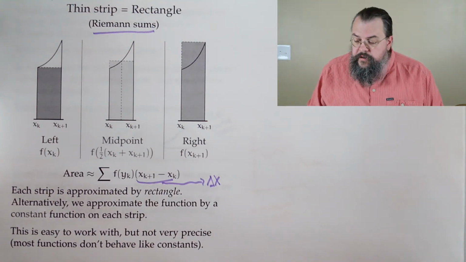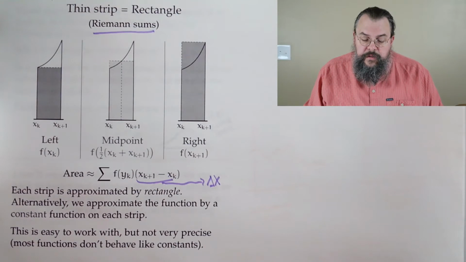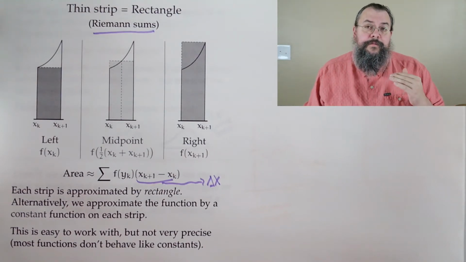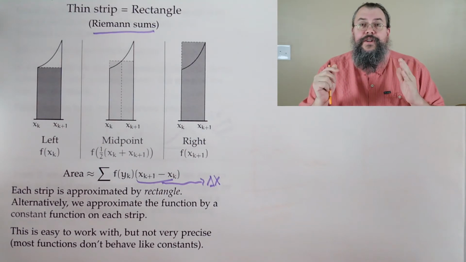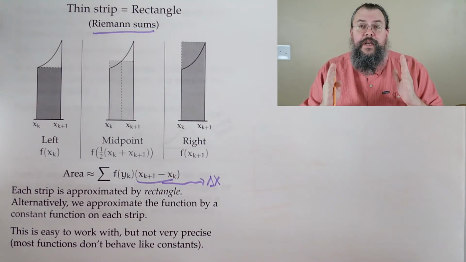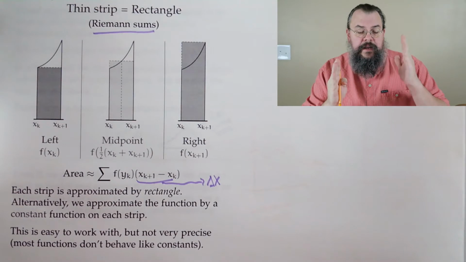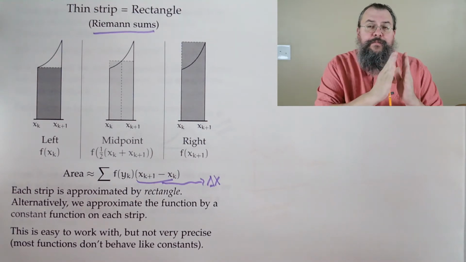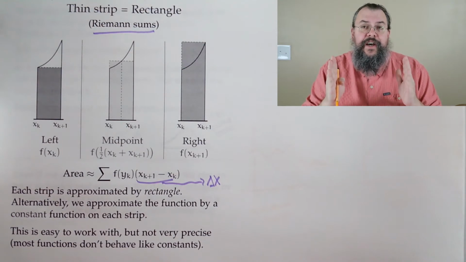So what's the height? Here's where we can make a choice. If I'm going between x_k and x_{k+1}, I can pick any point in between here and use that to figure the height.